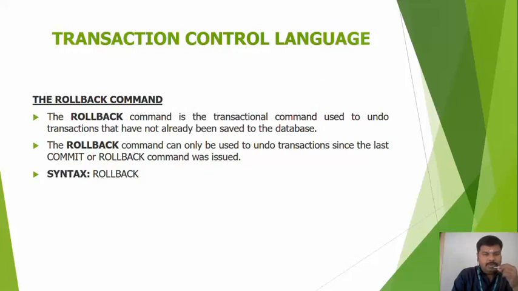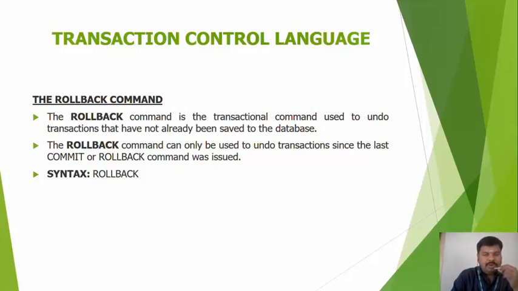Whereas the rollback command is a transactional command used to undo the transaction. We know what undo means. It is an operation to undo changes that have not already been saved to a database. With a rollback, we can roll back to the previous stage. That is called the rollback command. It can only be used to undo transactions since the last commit or rollback.